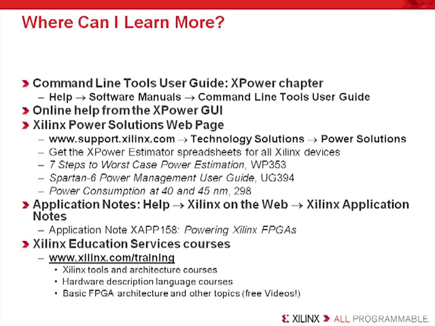And there's a couple of other documents you might want to look at. First of all, the 7 steps to worst case power estimation really walks you through the power analyzer and the power estimator and helps you understand how the settings you make there are going to best suit a worst case power estimation. So it's a really helpful little document to help you understand how to use those utilities. There's also a Spartan 6 Power Management User Guide you should have a look at. And there's also a document that kind of explains the power consumption at the 40 and 45 nanometer silicons. There are also a number of application notes that you can go find, including XApp 158 on powering Xilinx FPGAs.